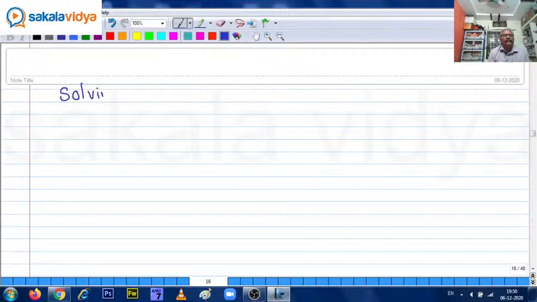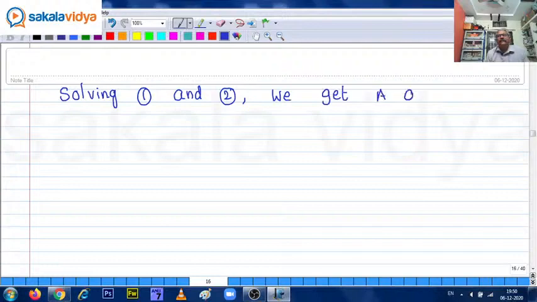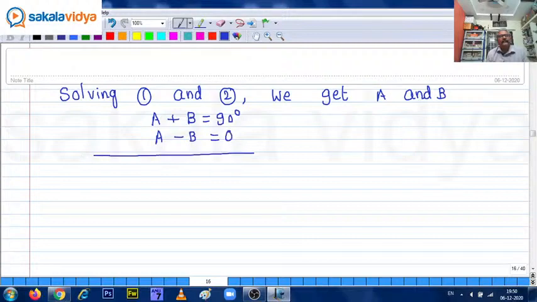Solving 1 and 2, we get a and b. A plus b equals 90 degrees. A minus b equals 0 degrees. Adding these, plus b minus b gets cancelled.